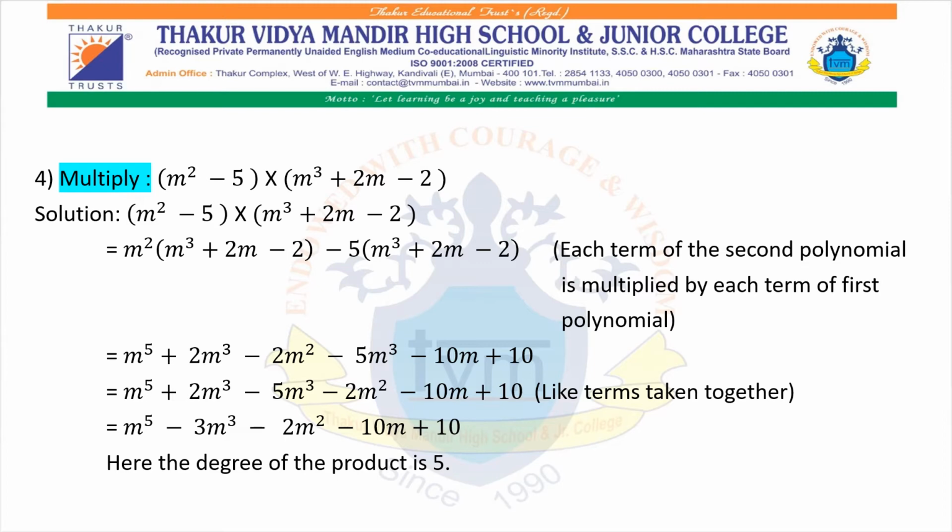Now here we have to arrange the like terms. So m raised to 5 will be as it is, plus 2m cube minus 5m cube minus 2m square minus 10m plus 10. Now here, plus 2 minus 5, we will get minus 3m cube, then minus 2m square as it is, minus 10m as it is, plus 10. Here the degree of the product is 5.